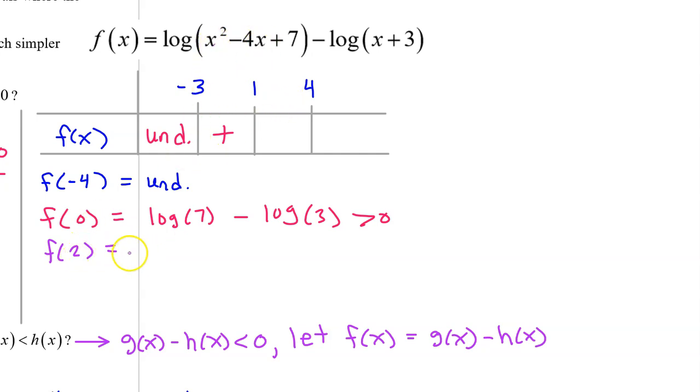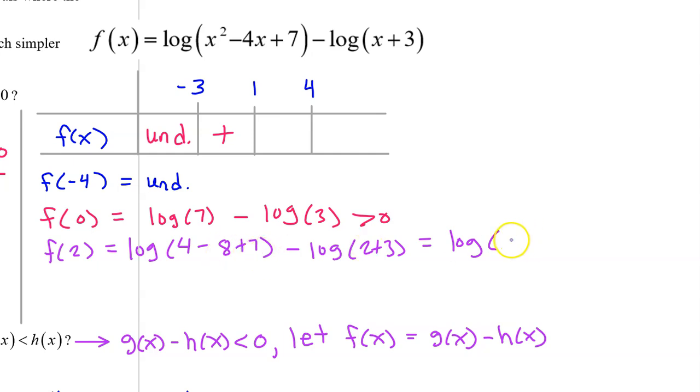So plugging in 2 for these x's, we'd have the log of 2 squared, so that's 4, minus 4 times 2, so that's minus 8, plus 7. I'll simplify this later. Minus the log of 2 plus 3, which is 5, of course, but I will save that for the next step. 4 minus 8, that's negative 4, plus 7, that's positive 3. So we have the log of 3 minus the log of 5. This is negative. So we'll put a minus here on the sign chart.